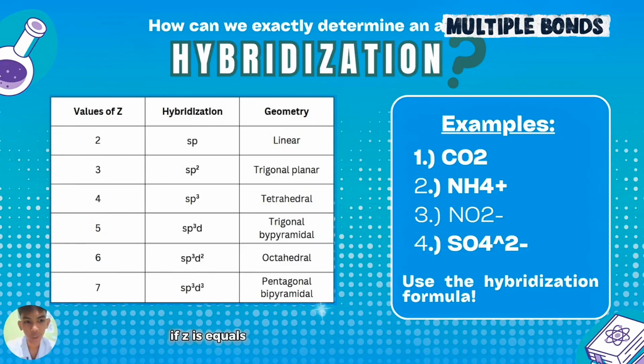If Z is equal to 3, we have the hybridization of sp2 with trigonal planar as its geometry, and so on, until the value of Z corresponds to the different hybridizations and geometries, which include sp3, sp3d, sp3d2, and sp3d3 for hybridization, and tetrahedral, trigonal bipyramidal, octahedral, and pentagonal bipyramidal as their geometry. Let's apply this to a few examples.